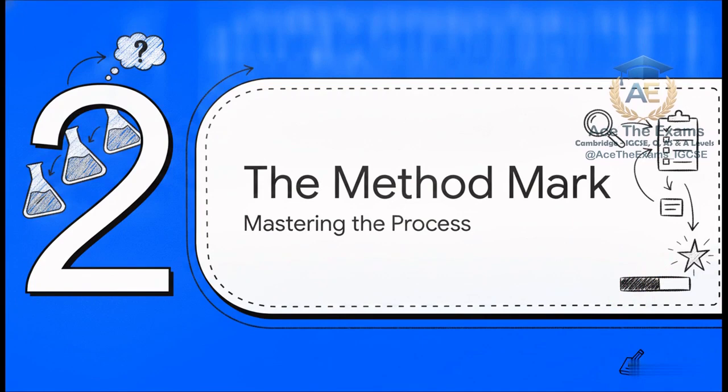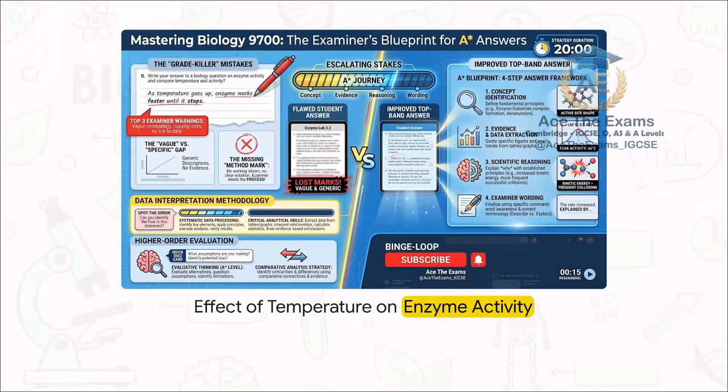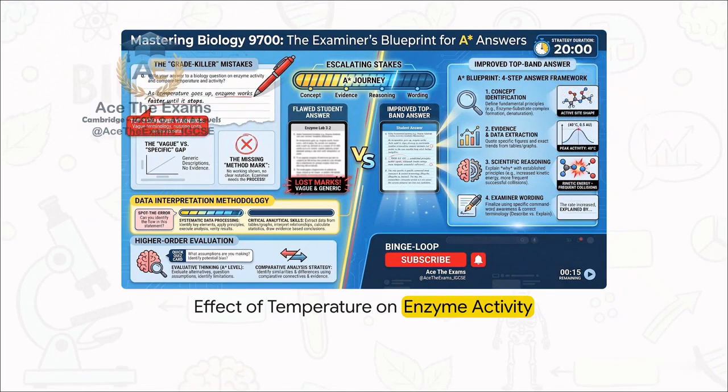Section 2, mastering the method mark. Moving past terminology, we are entering a really critical phase of exam execution. Simply jumping straight to the final conclusion, yeah, that's rarely enough. To see how this builds, let's investigate this graph on enzyme activity. Check out the curve on the right showing peak activity at exactly 40 degrees Celsius. This beautifully exposes the missing method mark trap.